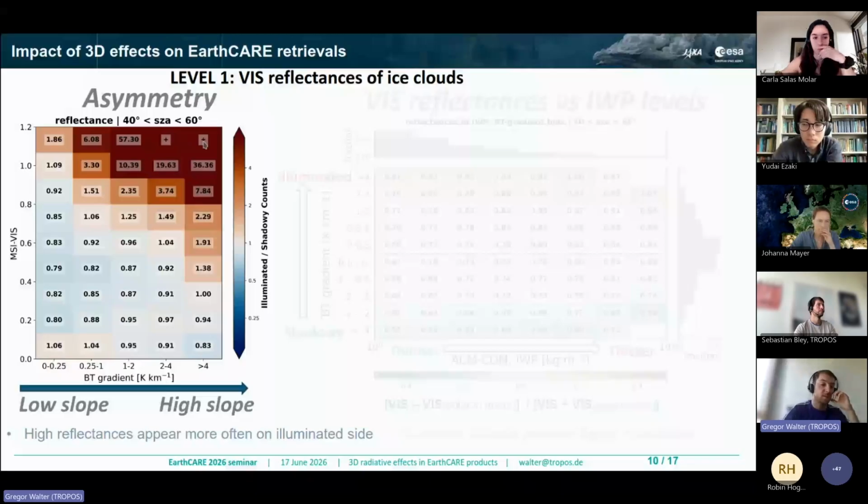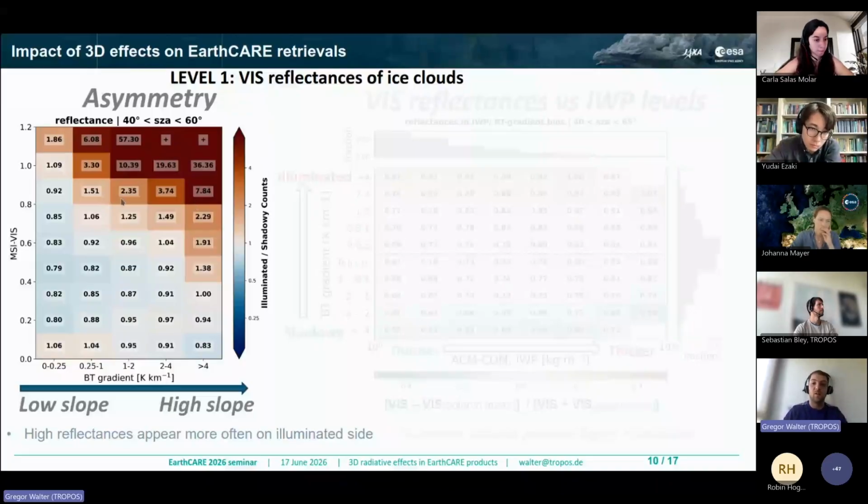And we can see that for really high visible reflectances, also from the 1D perspective and unphysical reflectances, which reach up to 1.2, for higher cloud slopes, they come almost entirely from the illuminated side. So here the plus indicates we don't have any shadowy pixel reaching those reflectances.